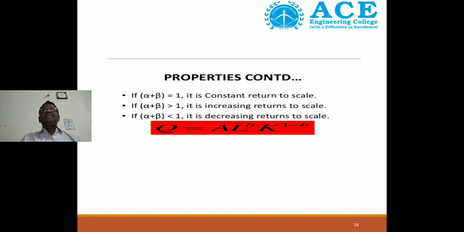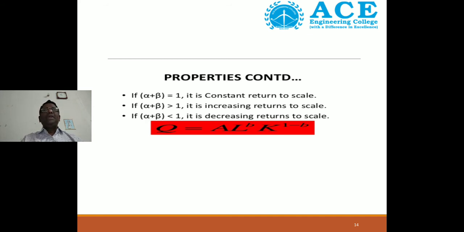Then the properties continue. If alpha plus beta equal to 1, it is constant returns to scale. If alpha plus beta is greater than 1, it is increasing returns to scale. If alpha plus beta is less than 1, it is decreasing returns to scale. It is Q equal to A into L to the power of B into K to the power of 1 minus B. So these are the properties of the Cobb-Douglas production function.